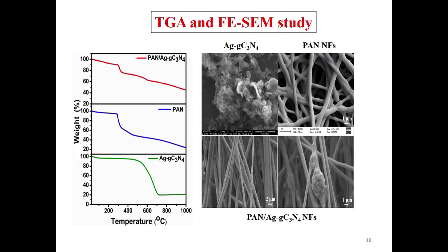This is the thermogravimetric analysis and scanning electron microscopy study. The thermal study shows the highly thermally stable PAN AgG C3N4 nanoparticle as compared to polyacrylonitrile and AgG C3N4. Here is the same study of that particular material. This AgG C3N4 looks petal-like, meaning it is a flake-like structure, but when it is incorporated into the PAN nanofiber, it can be entrapped, exfoliated or embedded into the fiber structure, and a uniform fiber structure is formed along with a uniform diameter of the fiber.